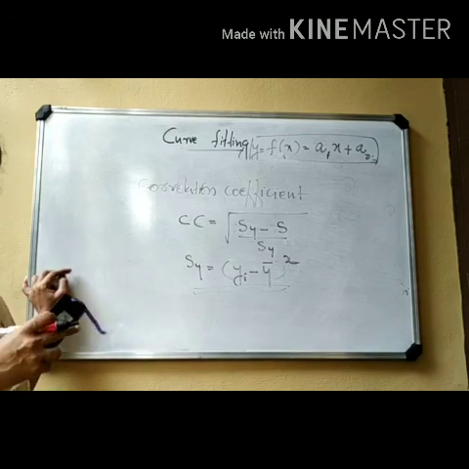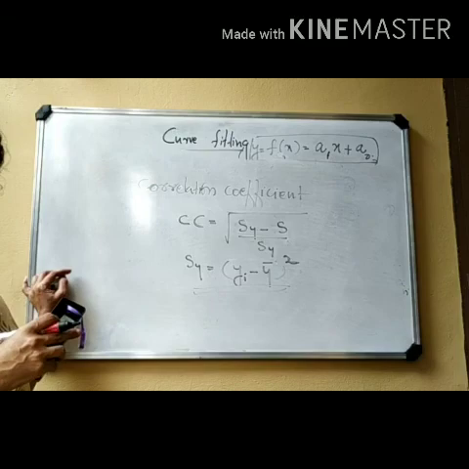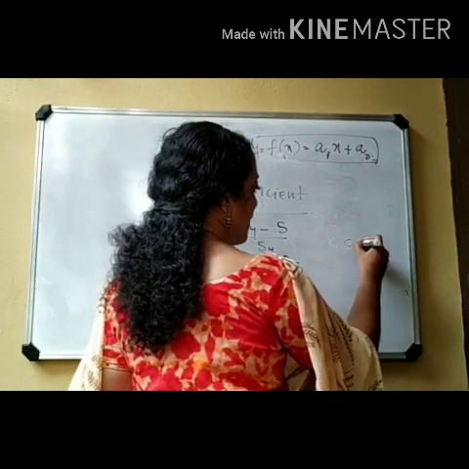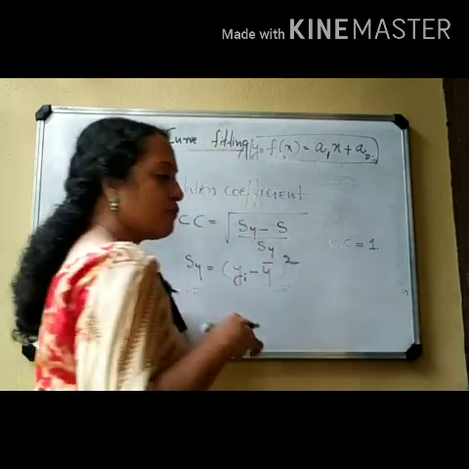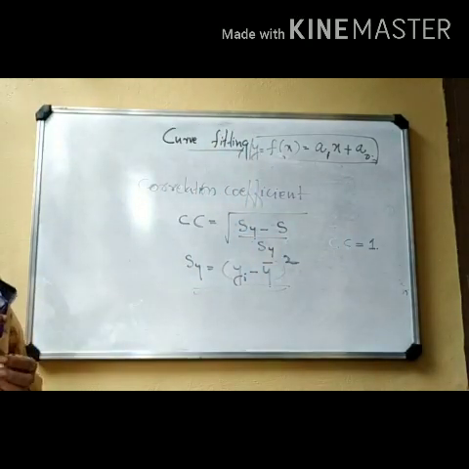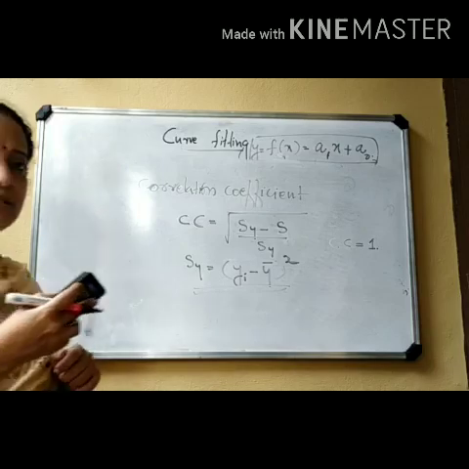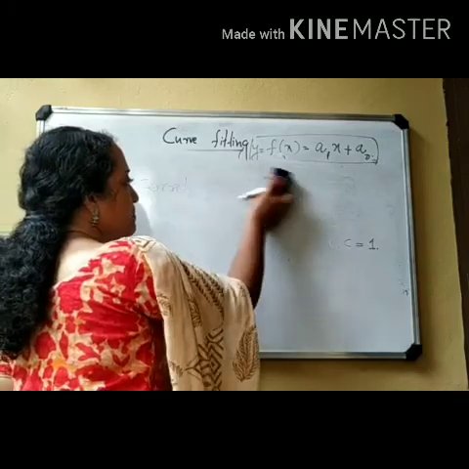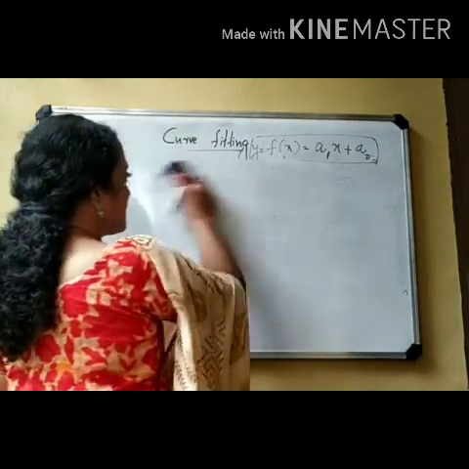Correlation coefficient actually gives the effectiveness of the curve fitting, and for the best fit the correlation coefficient value should be equal to 1. So this is all about curve fitting by linear least squares. Now we may do some problems based on this.